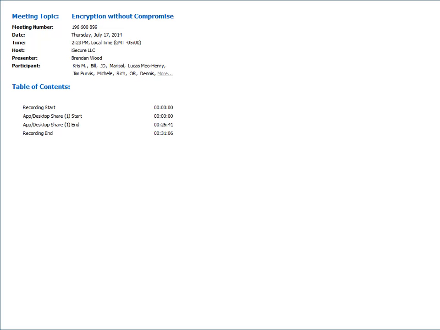Once you disable a user, does it revoke their keys and prevent them from accessing any encrypted data they may have? Is that the case? Brendan?